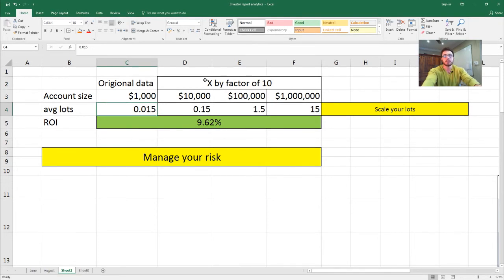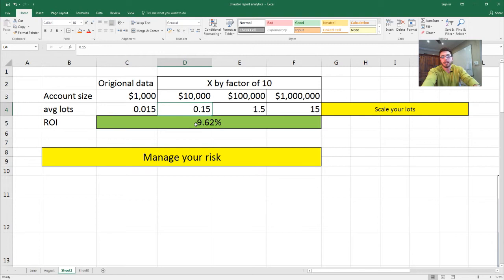Now let's say, for example, we times this by a factor of 10. So we times both metrics by a factor of 10. So let's say we have a $10,000 account and we still want to make 9.62%. What would the lot size have been? Well, you times the lot size by 10 and you come out with 0.15, which means we would have traded at $1.50 per pip if it was a $10,000 account. If we did that, we would have produced 9.6% return.